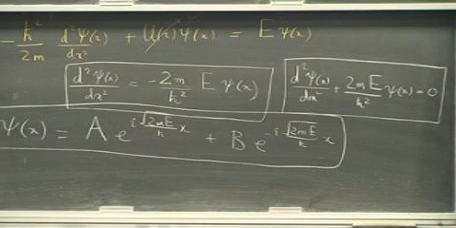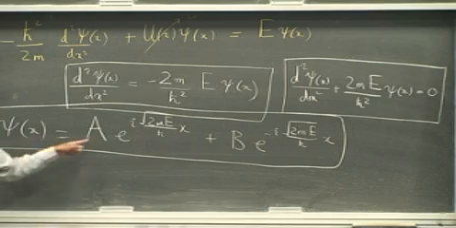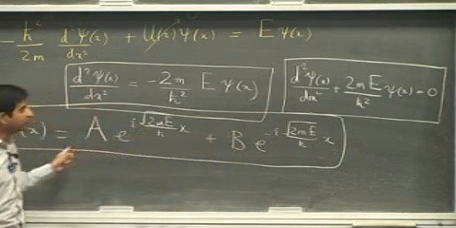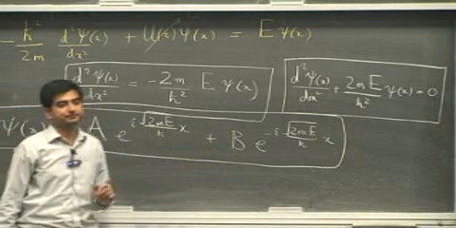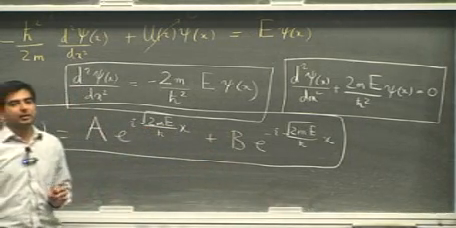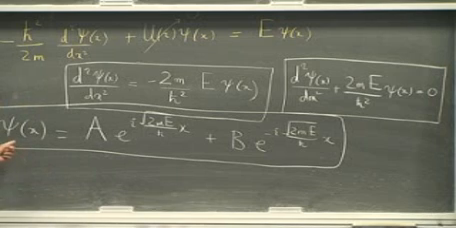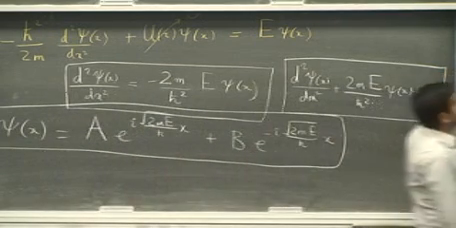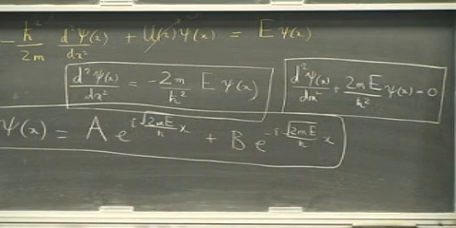So this is the solution of the wave function of the Schrödinger equation inside the well. Now we have two arbitrary constants A and B, and we have to find what these constants are. So there are certain properties that this wave function must satisfy. The first property that we've already studied is that the wave function must be normalized.